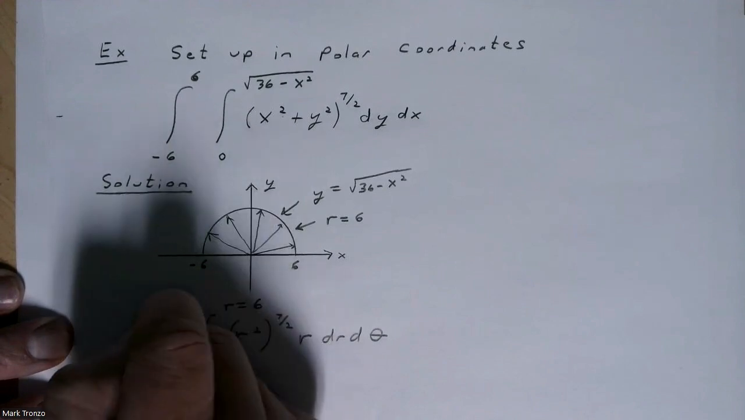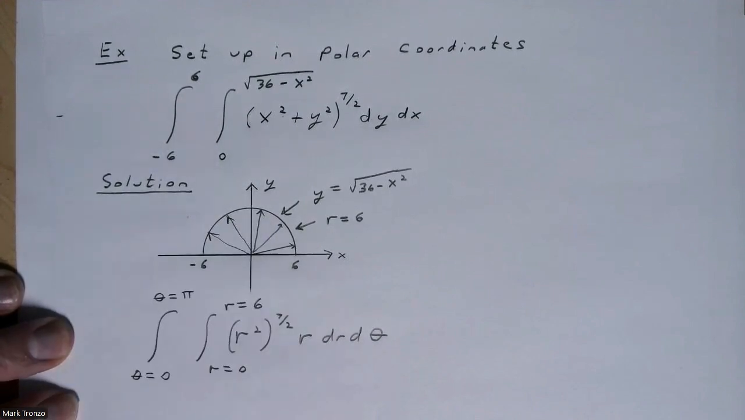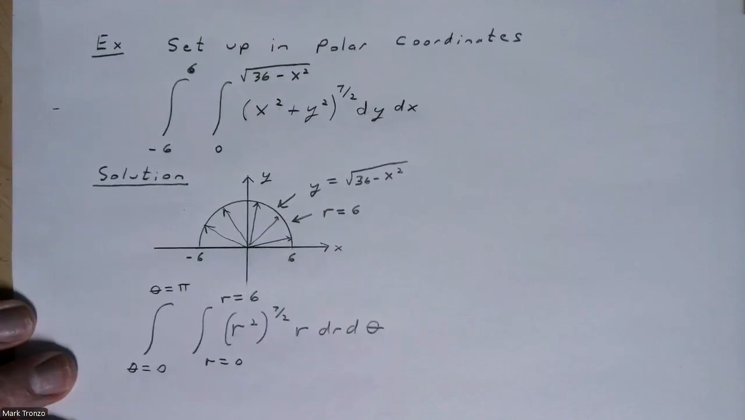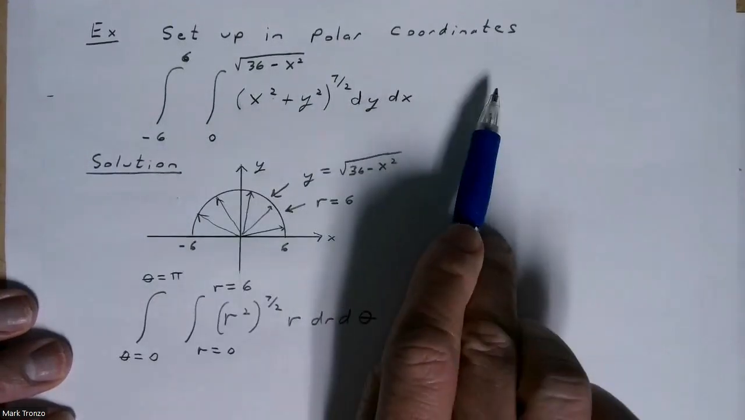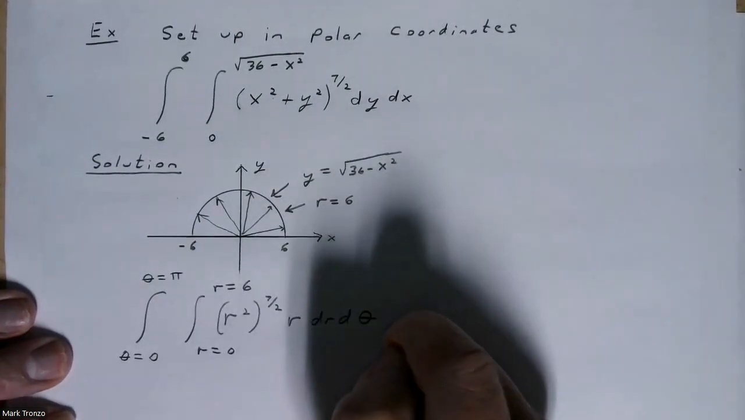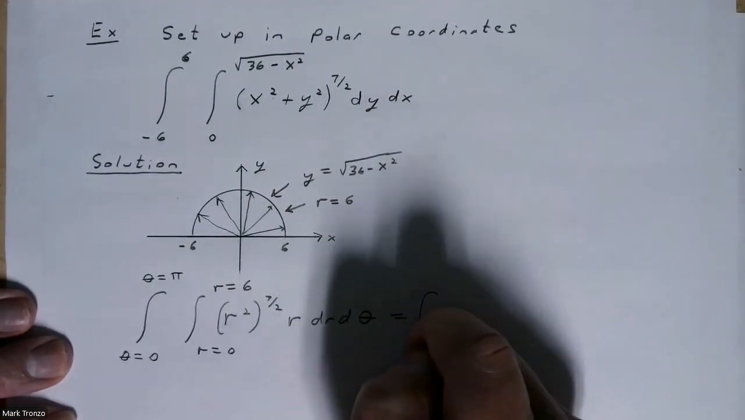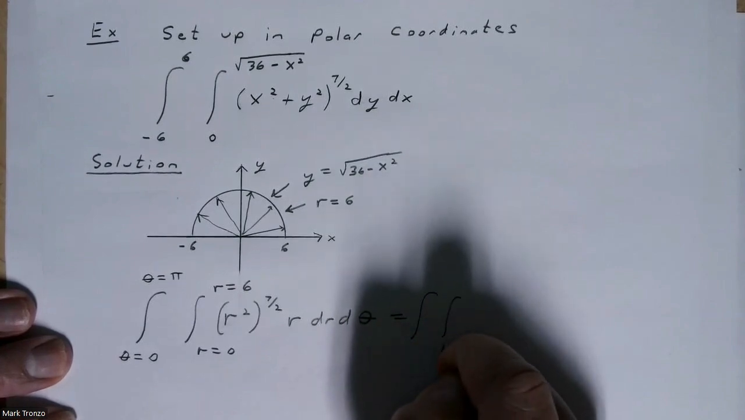So it goes from 0 to pi like this. And like I said, this one we were just going to set up in polar coordinates, but this looks like it might not be too difficult to solve.